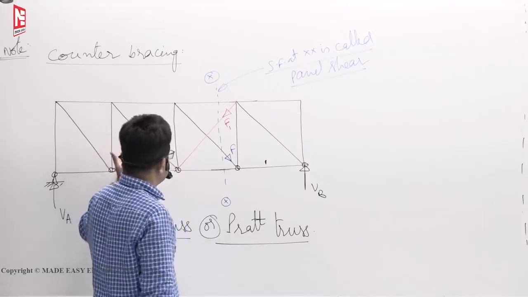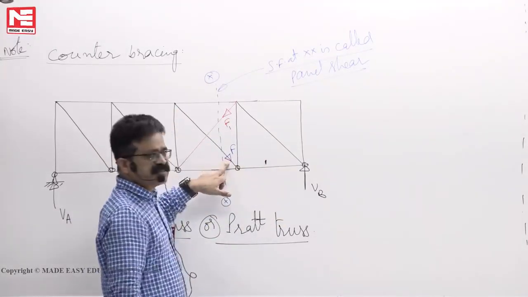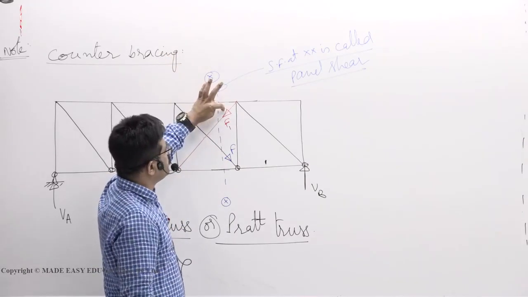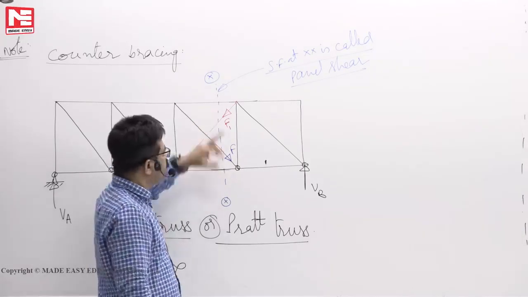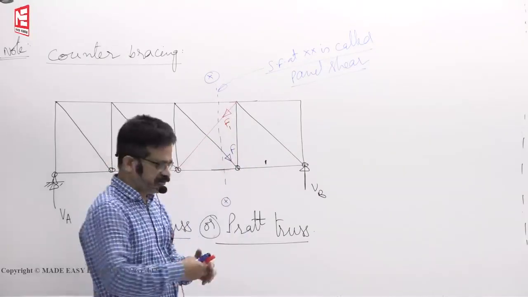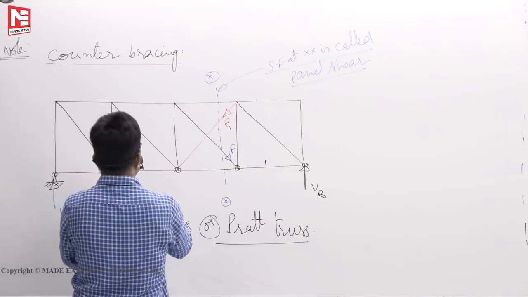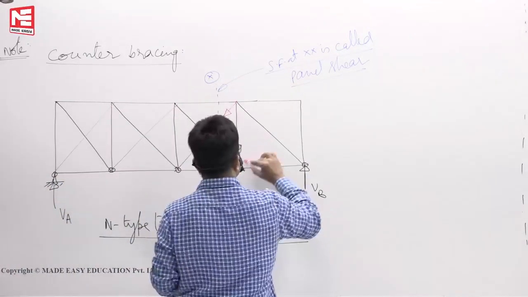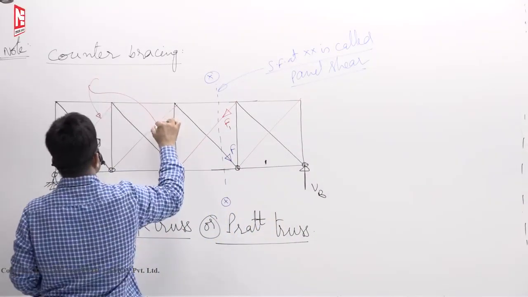Supposing that due to some reason reverse loading comes like this, VB downwards. This is, say, tension, this is under compression. Due to some loading, if this buckles, then this will take the entire tension. So one is a counter to the other one. One member fails, the other will take care of it. So such additional members in each panel you have to add, because there is a possibility of failure. Such additional members we call counter bracing.